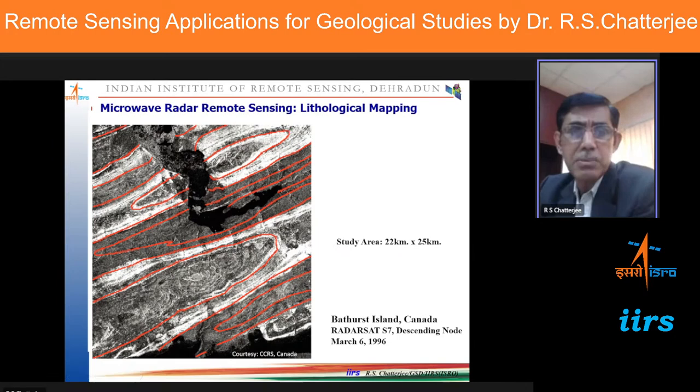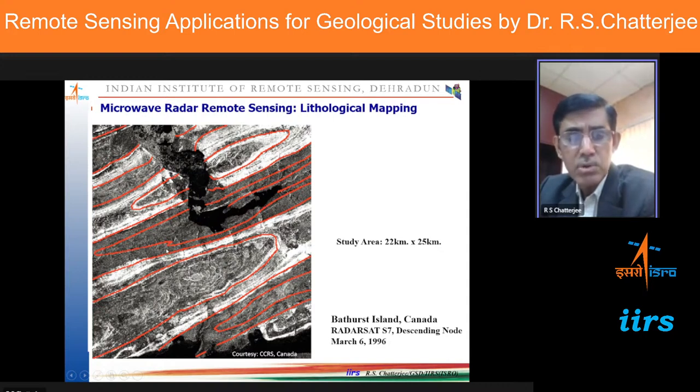Now, using this surface roughness property of the rocks, we can discriminate different rocks with a different surface roughness. Like in this example, this is the limestone, hard and compact limestone, very rough surface. Whereas this is medium grained sandstone, so the roughness is intermediate. Whereas here there are the shale and clay.